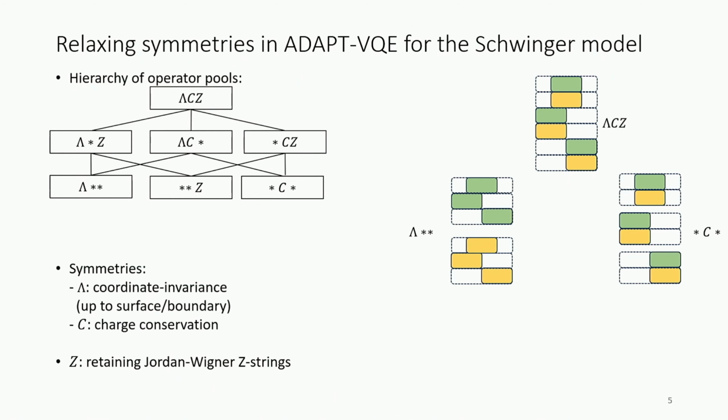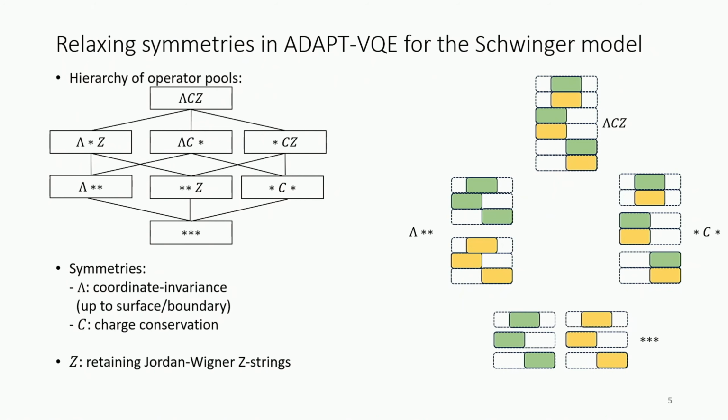So in the figure and in the diagram, I'm depicting the way in which we relax these symmetries. So we start off with a parent pool, which preserves all of the symmetries, and then we relax them step by step in order to obtain pools that, for example, relax the translation symmetry, relax the charge conservation, and finally, at the bottom, I have a pool that doesn't preserve any of the symmetries of the system and has broken down the parent pool into individual pieces.